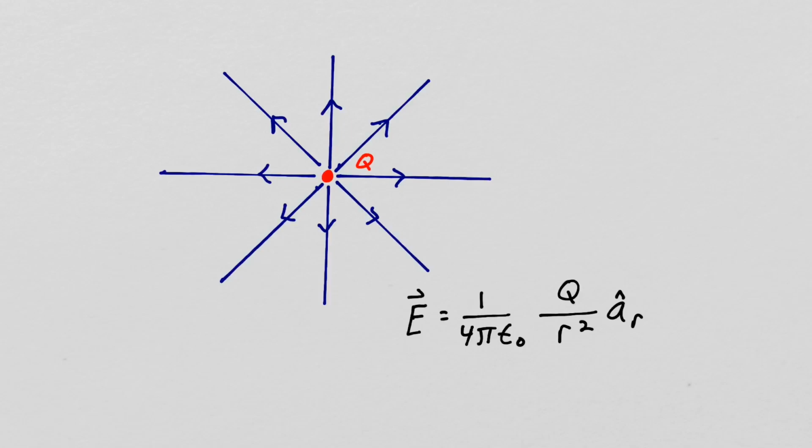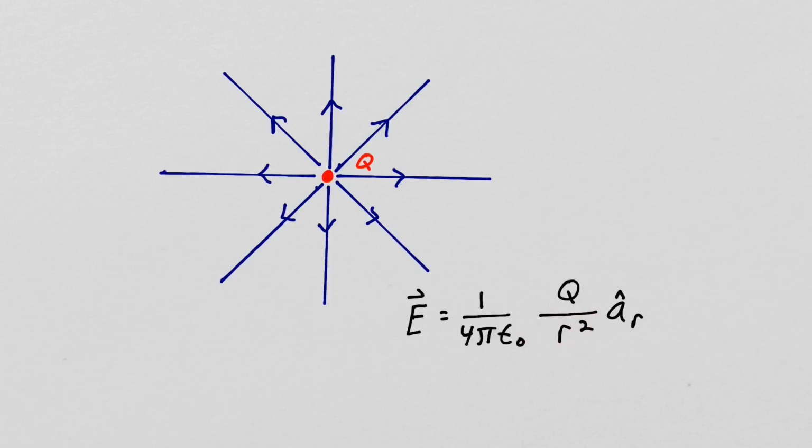A way we will imply that three-dimensional spherical symmetry is with a figure like this one. The electric field intensity lines come out in the radial direction, and the density gets less as you get further away because of the fall off due to the 1 over r squared dependence.